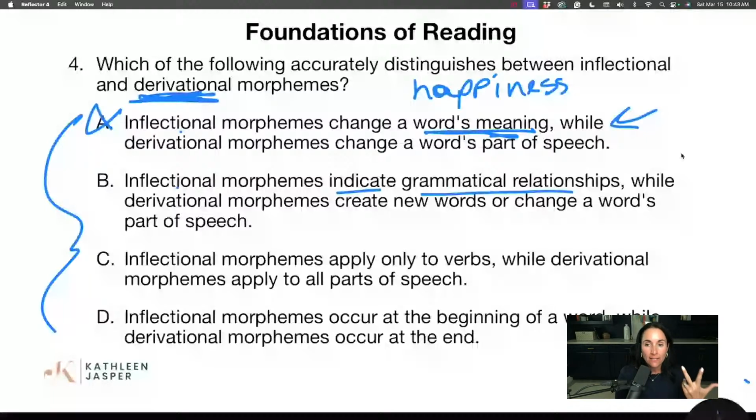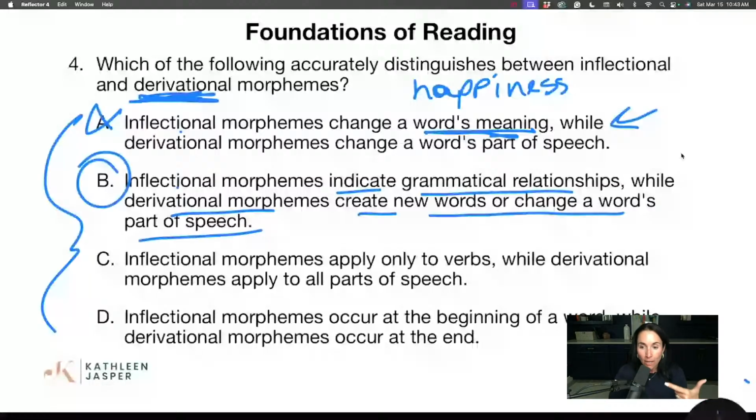Okay, the S and the ED, that is grammatical, past tense, present tense, right? While derivational morphemes create new words or change the word's part of speech. Yeah. Happy, unhappy, new word. And happy, happiness, part of speech. B looks like it's my answer.